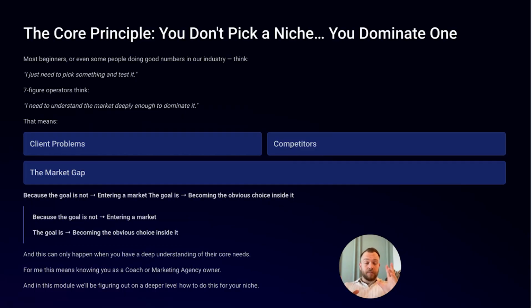The goal for us is becoming the obvious choice inside the market. We don't enter a market, we become the obvious choice. So when people think about ads in the European market, they think about us. That's what I want. I want to speak to the niche in such a way that I know their core pain points. And the goal is, as I said, to be the obvious choice inside of it.